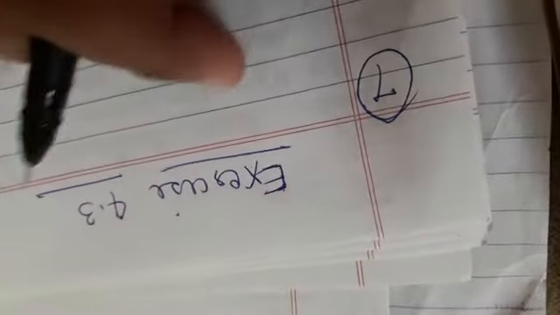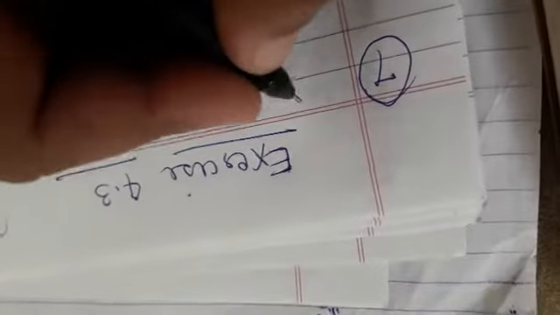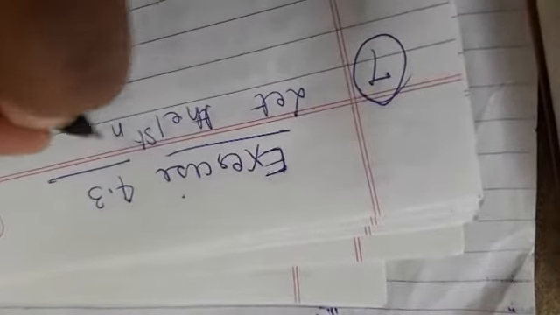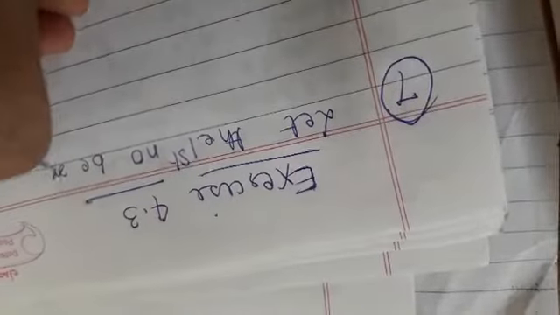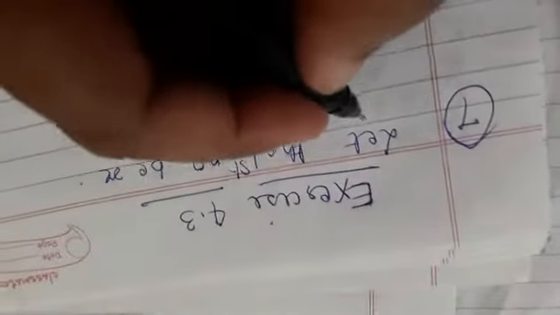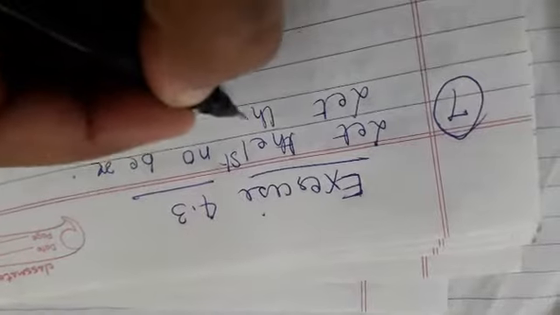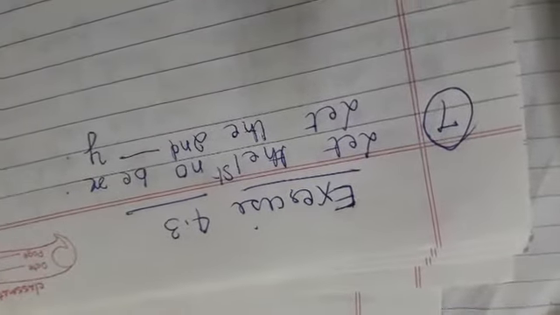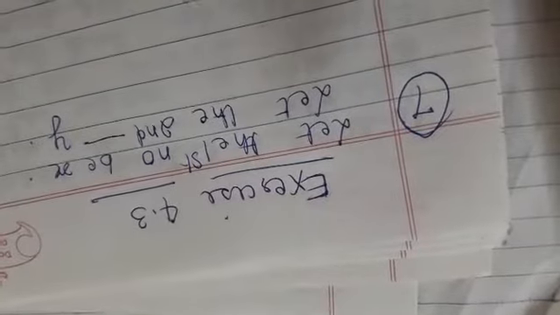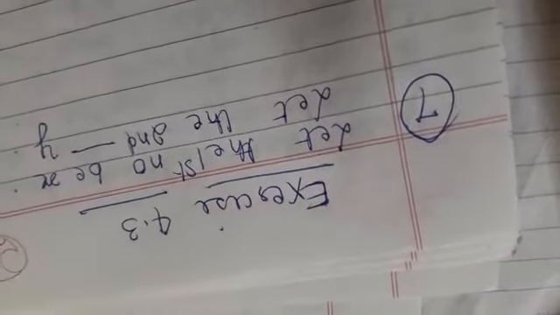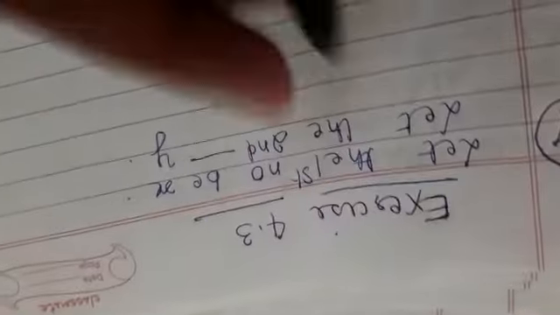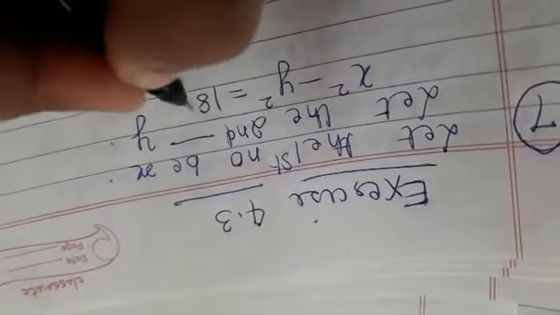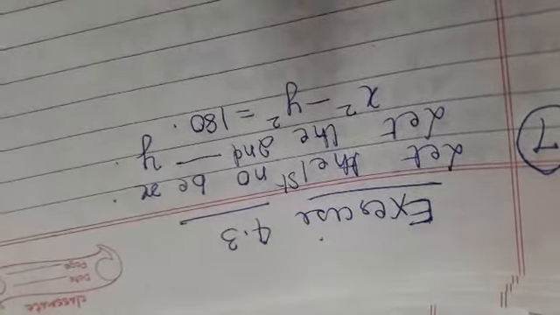So it is saying the difference of the squares of two numbers. So let the first number be x, and let the second number be y, right? Now the difference of the squares of two numbers means x square minus y square is equal to 180. This is given in the question.